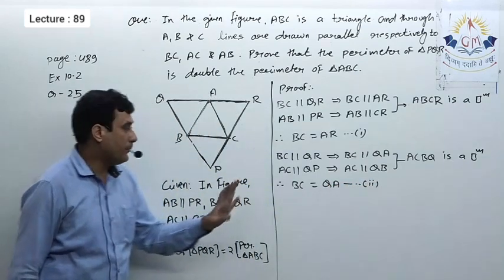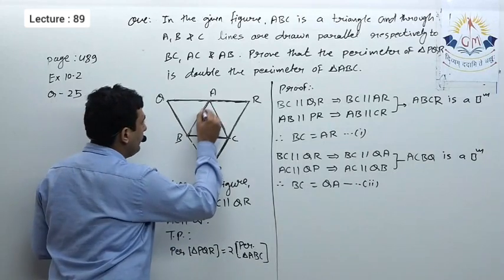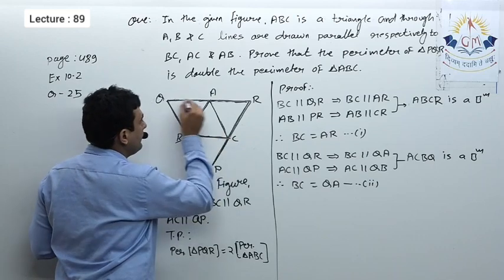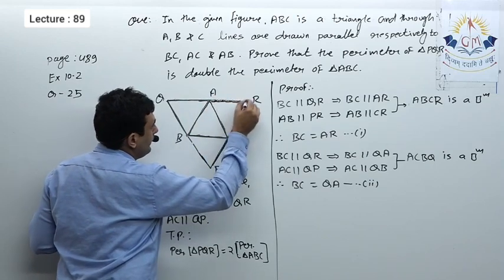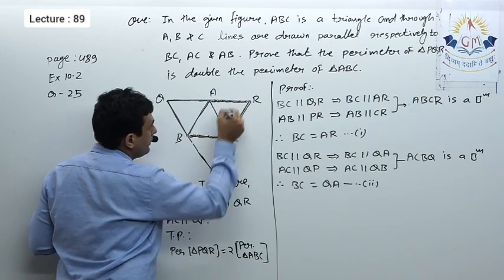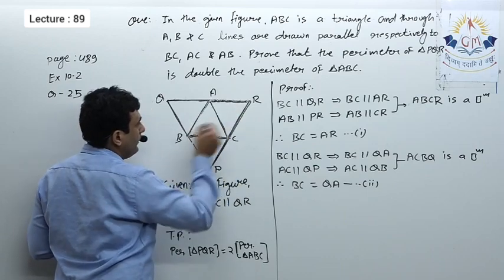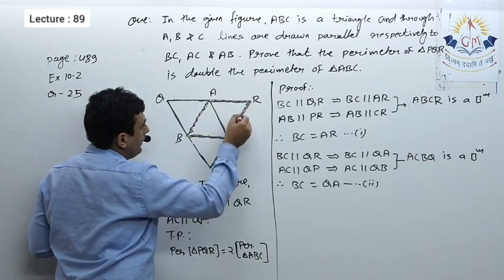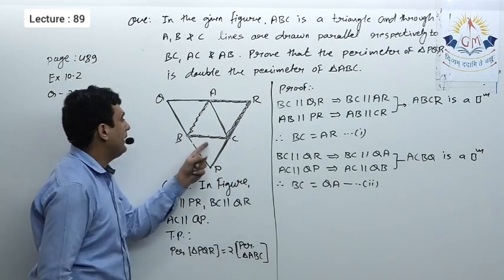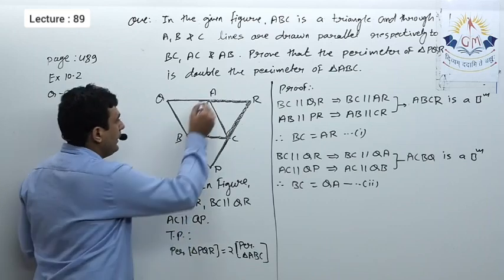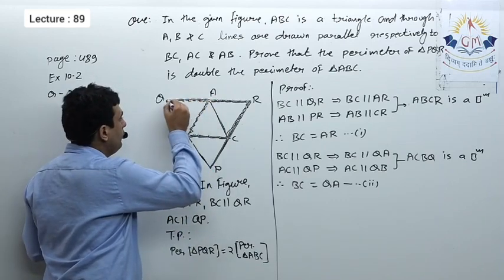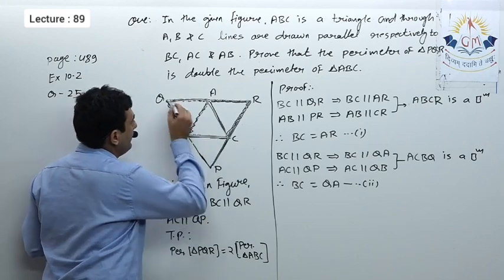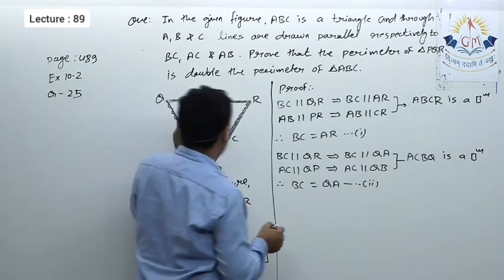I'm explaining up to this point once again. I proved this is a parallelogram because it was given BC parallel QR, so I took BC parallel AR. Then it was given AB parallel PR, so I took AB parallel RC. So I proved this is a parallelogram, that gave me BC equal to AR. Then I proved ACBQ is a parallelogram with the same concept, that gives me BC equal to QA.